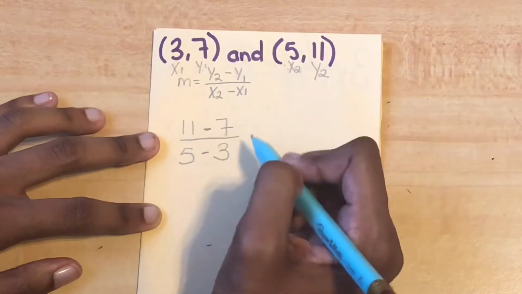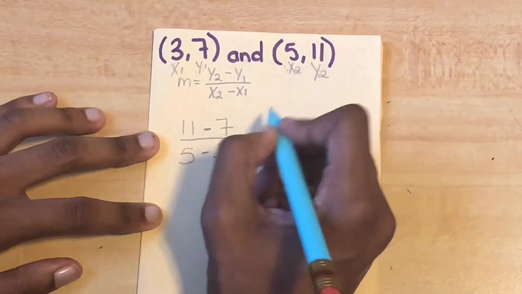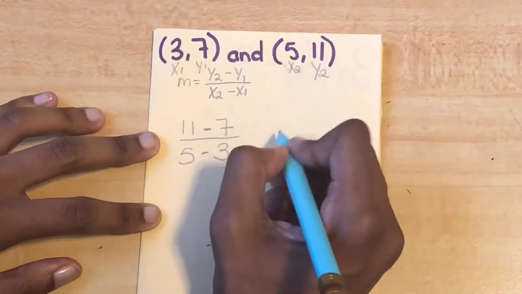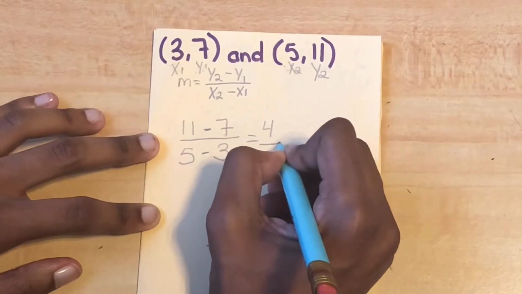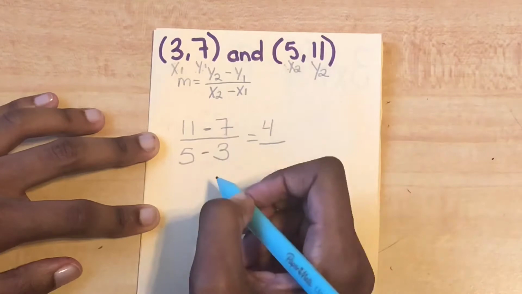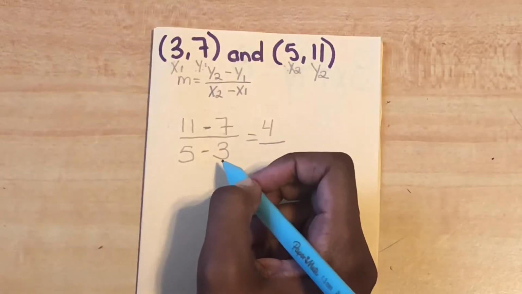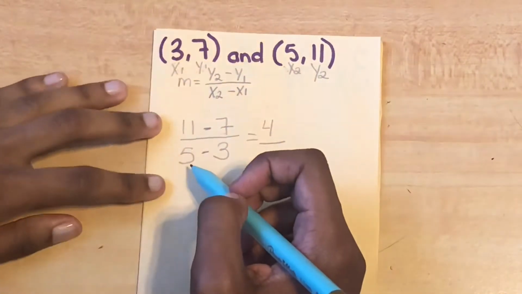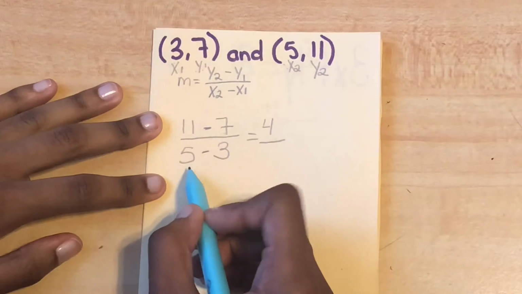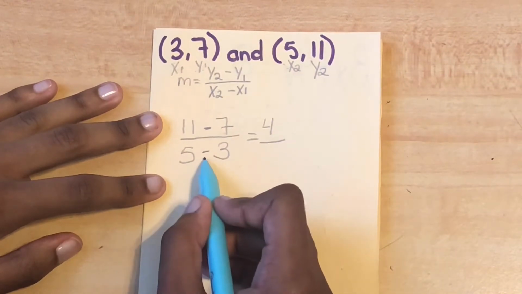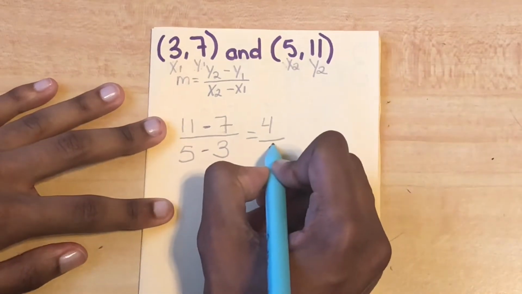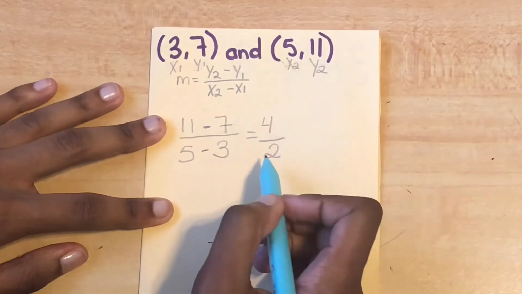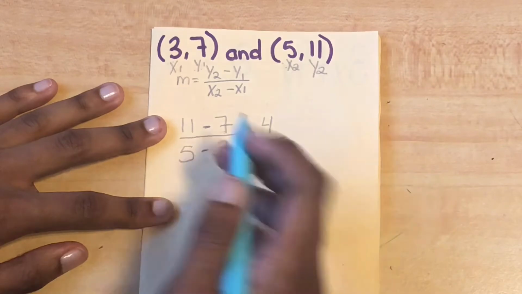So now we're going to start subtracting. We're going to start with the top one. So 11 minus 7 would give us 4. So we're going to put 4. Now we're going to put a little divide sign. And now we're going to come down to the bottom and we got 5 minus 3. 5 minus 3 gives us 2. So now we have 4 over 2.